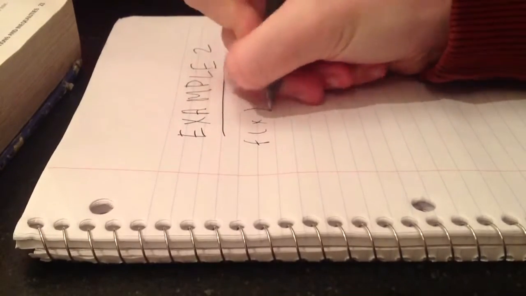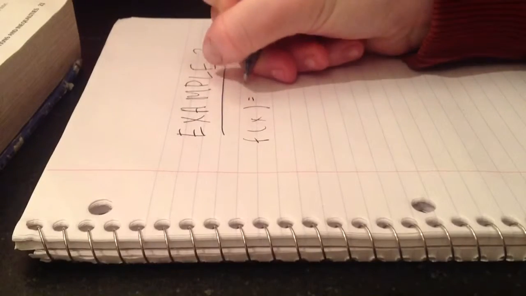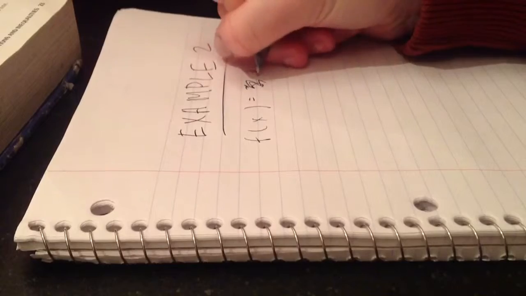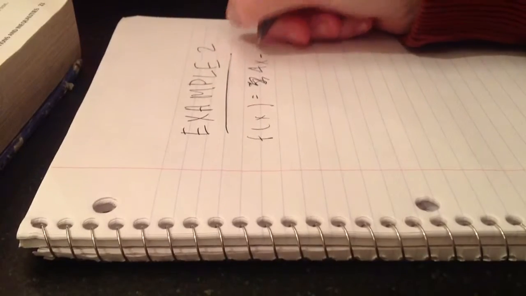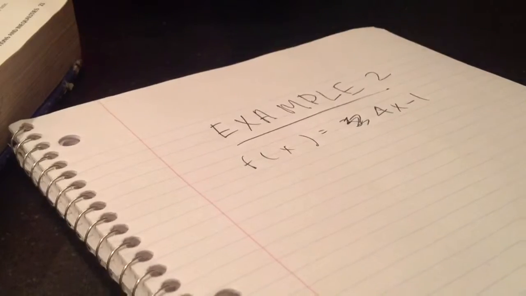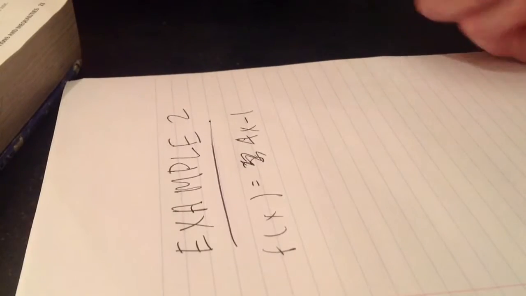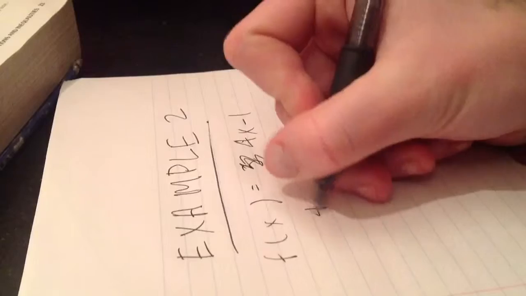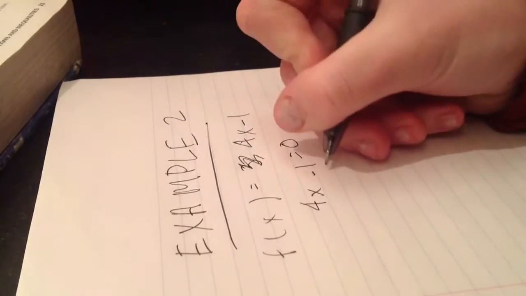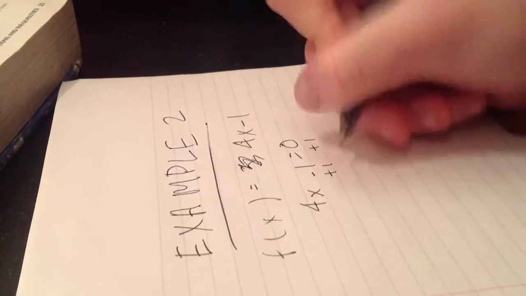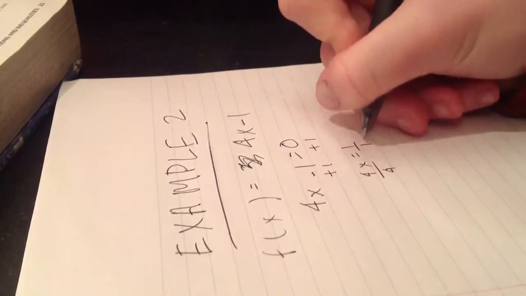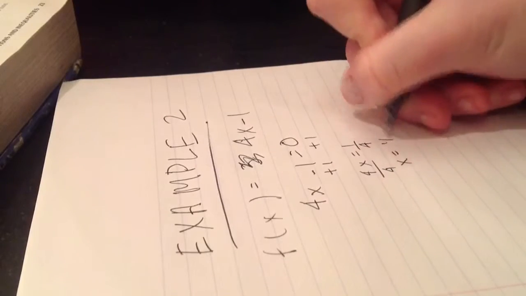So in this equation, you want to find the zeros of each function and then graph the function. So that's your function. The first thing you want to do is set the function equal to 0. So 4x minus 1 equals 0. So you add the 1 to each side. 4x equals 1, divide by 4. So your x equals 1/4.